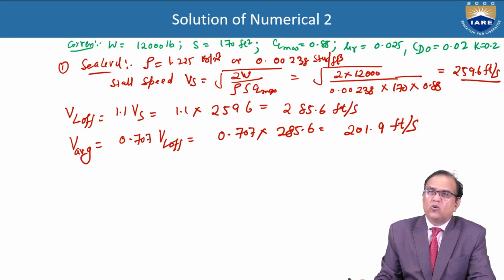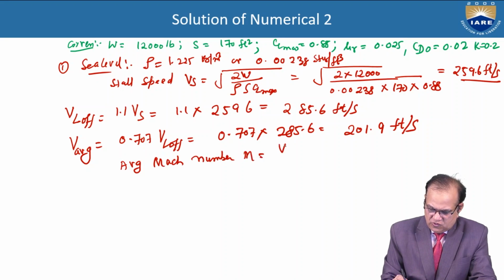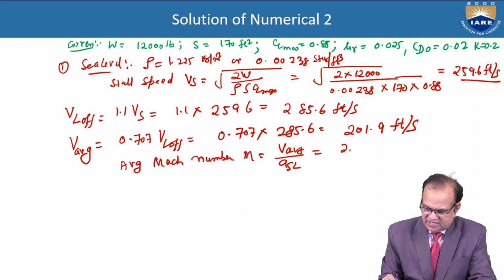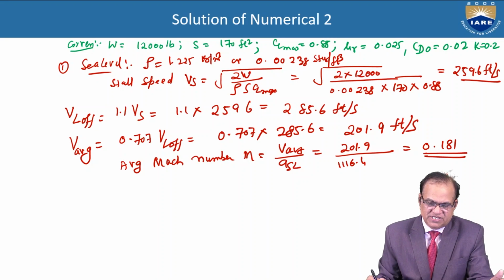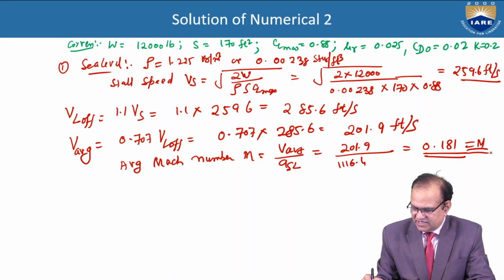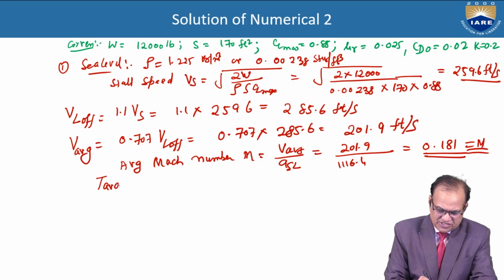Now if you want the Mach number, the average Mach number M is equal to V average divided by the speed of sound at sea level, and we know that the sea level speed of sound is 1116.4. So we will get 0.181. This is the Mach number of this aircraft. It is given that T average is 6,000 pound.